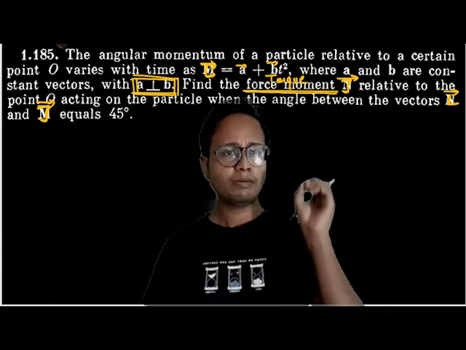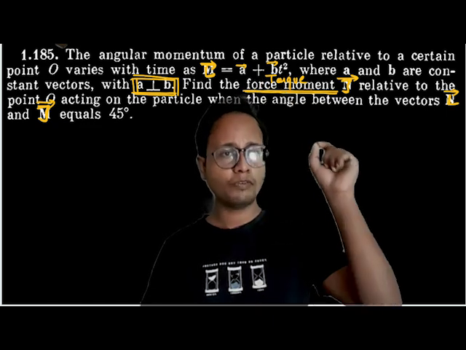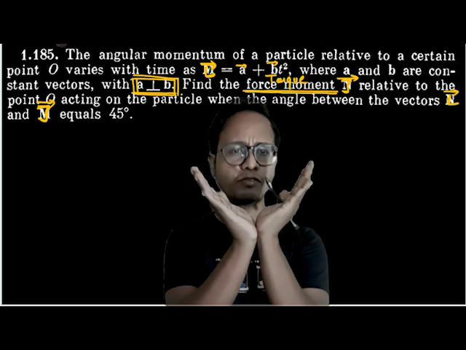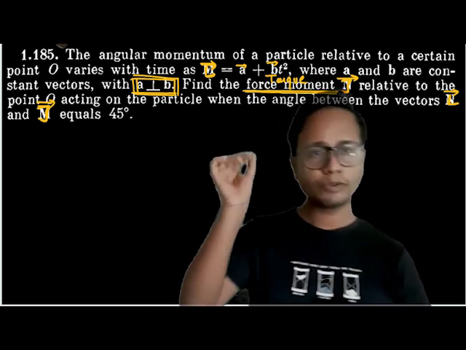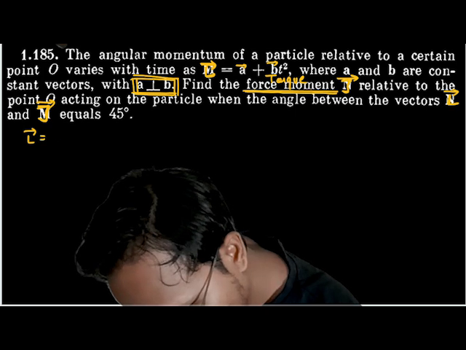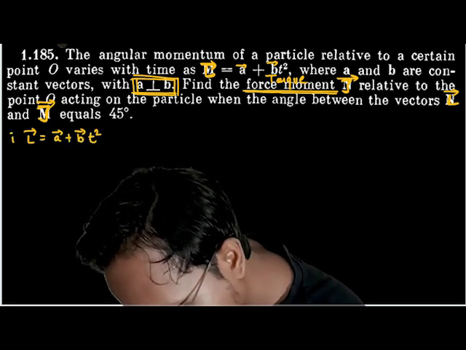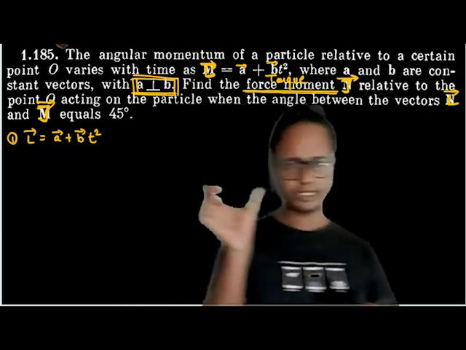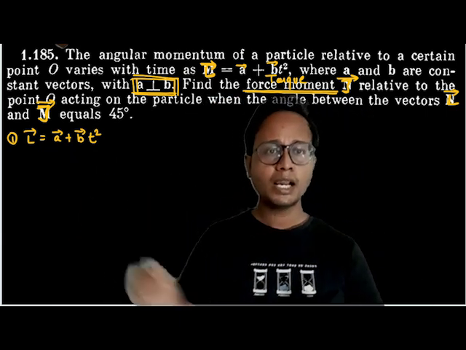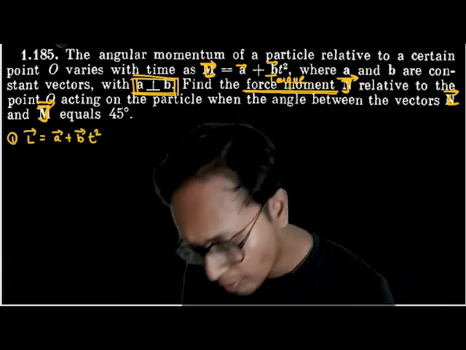The equation of momentum is given by this one, and I need to find the value of torque when the angle between momentum vector and force vector, or the equivalent torque vector, is equal to 45 degrees. If the equation of linear momentum is given, how do I derive force from it? Force is nothing but dp by dt. Similarly, if angular momentum is given, how do I derive torque from it? Torque is nothing but dL by dt, or the rate of change of angular momentum.